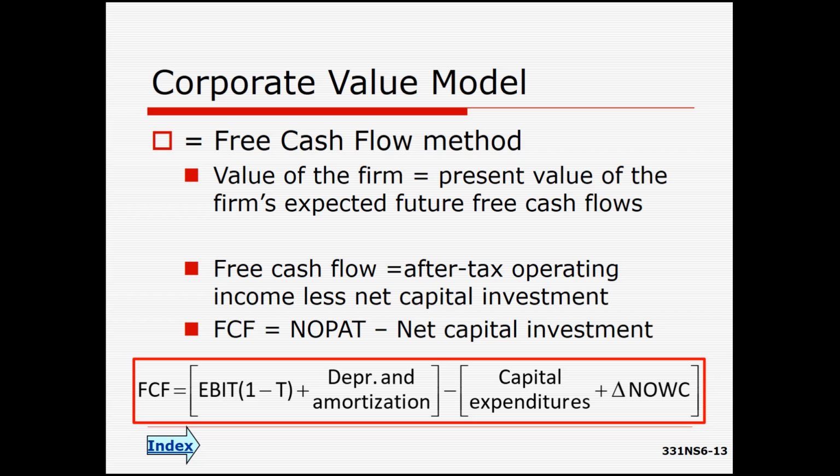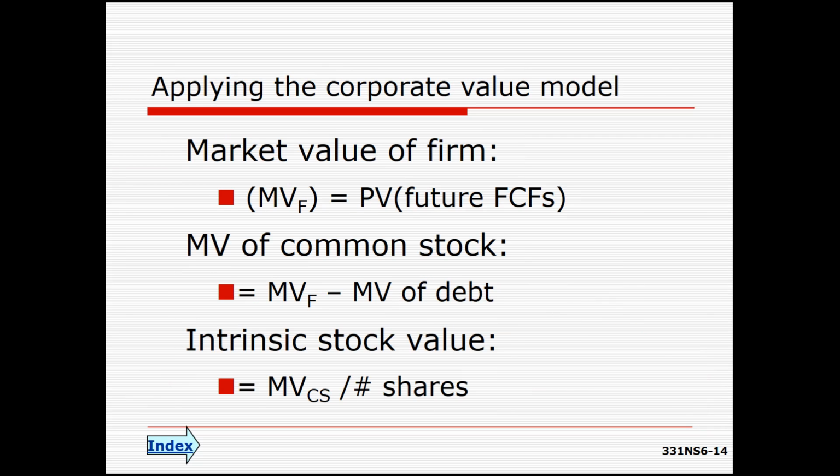Our third valuation technique is called the corporate valuation model, or the free cash flow model, which values the entire firm, not one share of stock. Remember from our earlier review of accounting, free cash flow is the after-tax operating income minus net capital investment, and the formula is shown on the slide. Using the free cash flow model, we don't find a share price, we find the value of the firm in total. To find the value of a share of stock, we need to subtract the market value of debt and preferred, and divide the resulting value of common equity by the number of shares outstanding.